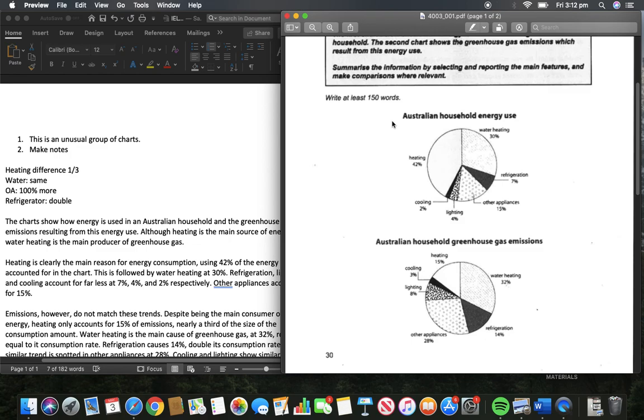I actually took this to an engineer, and he seemed a little bit confused. And he didn't understand how the numbers would be different. Now, if you see here, it says Australian household energy use, and you've got the different percentages. So water heating takes up 30% of the energy, heating 42%. Now, if you look at the second part, Australian household greenhouse gas emissions, you've got water heating 32, which is about the same here, but then heating becomes 15%.